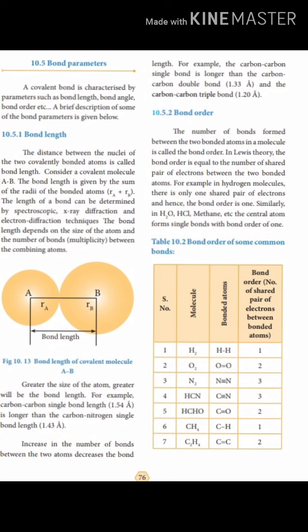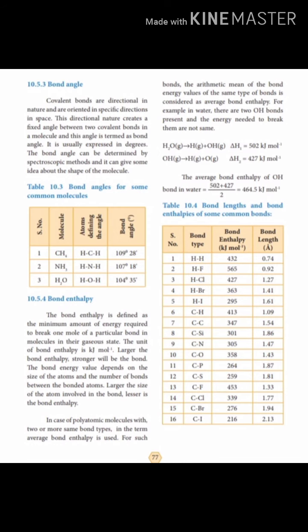The bond angle can be determined by spectroscopic methods, and it can give some idea about the shape of the molecules. Third column, bond angles for some common molecules. First one, methane, ammonia, water molecules, and their bond angles: 109 degrees 28 minutes, 107 degrees 18 minutes.